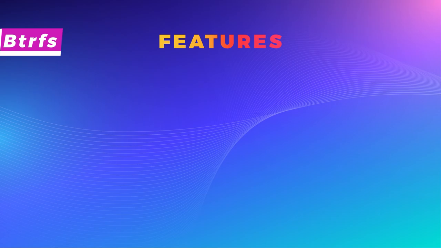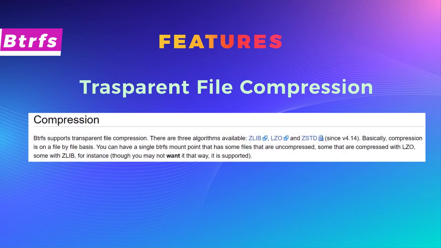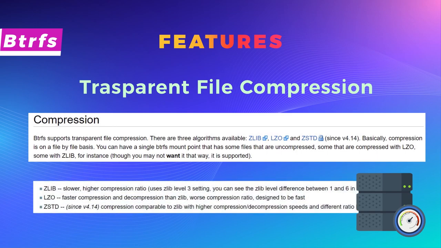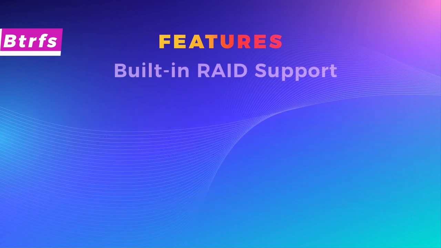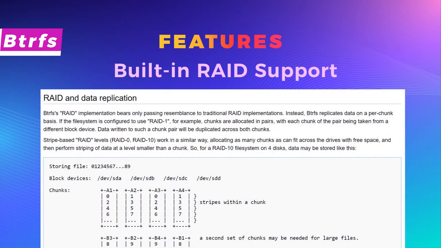Another feature is transparent file compression, which is done in the background automatically to optimize storage capacity utilization. The default compression method used is zlib, but it provides LZO and ZSTD compression as well. You can even mix compression methods for files. Now, Btrfs also provides built-in RAID support for data integrity. RAID 1, 5, 6, and 10 are all supported.